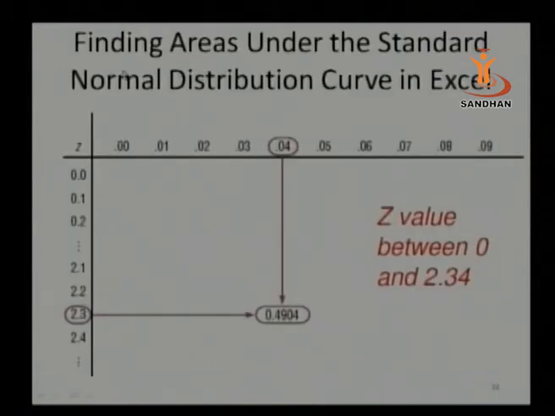Okay, now more explicitly, let us see finding the areas under the standard normal distribution curve in Excel. Because Excel, friends, is one of the good statistical tools. You can use it as a statistical tool, right? So here let us find the area for z between 0 and 2.34. It is given as 0.4904.